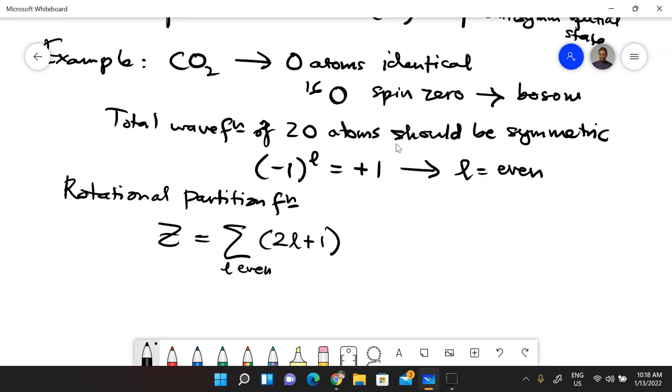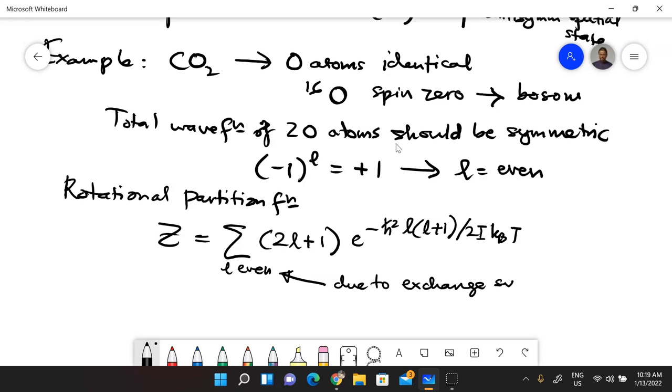2L plus 1. Remember the partition function for rotational motion is going to be e to the minus h bar squared L, L plus 1 divided by 2I, the moment of inertia, times kBT. Okay. So you can see that there's a significant thing due to exchange symmetry. Now you might ask, what about spin? But the spin is zero, okay, in this particular case. So you can ignore the spin part.